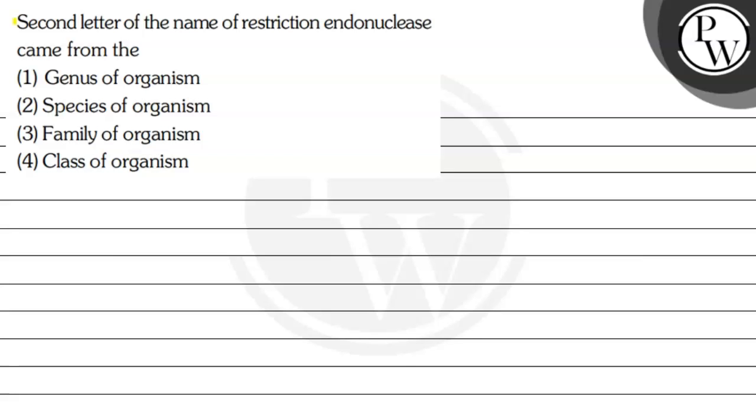So the question says: the second letter of the name of a restriction endonuclease comes from? The first option is genus of the organism, second is species of the organism, third is family of the organism, and fourth is class of the organism. So out of these four options, we have to identify the correct option.